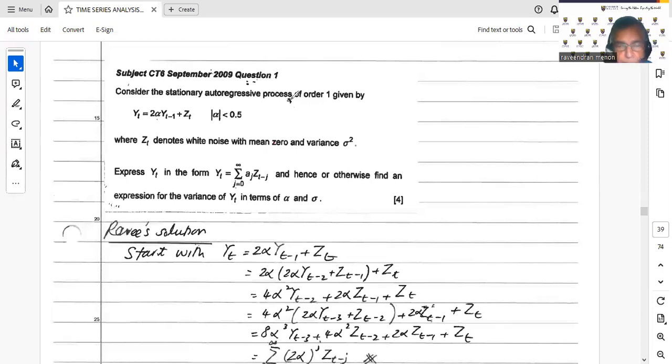This is September 2009, question number 1. Which means if it's question number 1 on any exam, you want to do it well so that you get a booster, right?